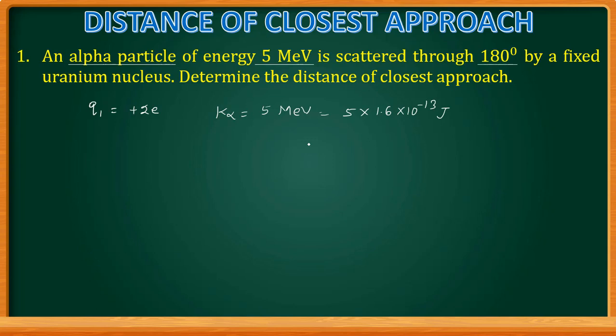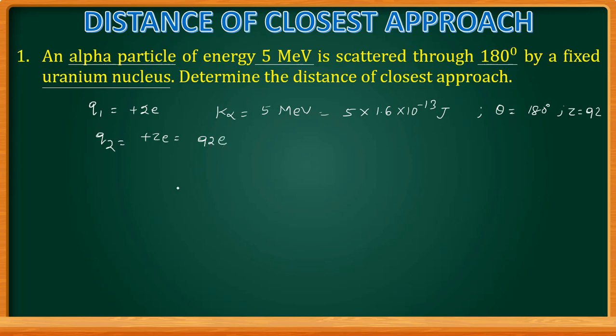Then it is scattered through 180 degree. Theta is given 180 degree, that is at this angle alpha particle retraces its path. Then uranium nucleus is given, which means here Z is equal to 92. That means here you can write Q2 is equal to plus Ze, so you can write 92e.